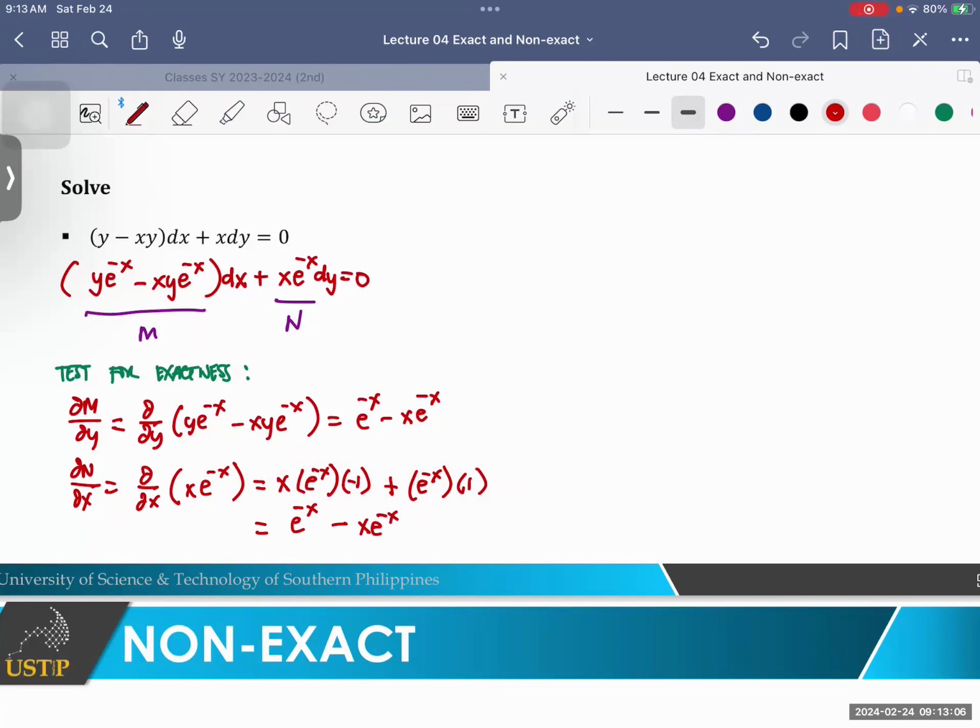Okay? So, unsa nahitabo class? They have now the same expression. So, that means, kanina siya class, ato ang exact. Exact. Okay. So, karon syempre, atong gamiton na ang M ug N is, kato ng bag-o. Okay? We solve now for f.